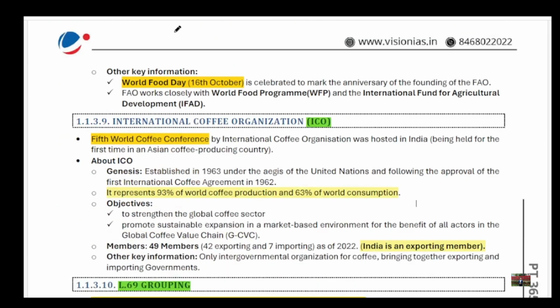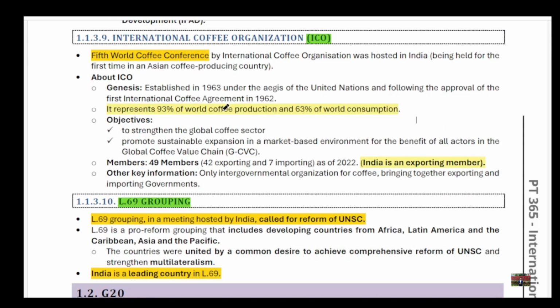So a few important pieces of information related to the Food and Agriculture Organization. World Food Day is celebrated on 16th of October, right? It basically marks the anniversary of the founding of the FAO, right? So on 16th of October, the FAO was established. That is why we celebrate World Food Day on 16th of October. FAO works closely with the World Food Programme, that is WFP, and the International Fund for Agricultural Development, that is IFAD, in order to ensure that there is an equitable distribution of food around the globe, right?